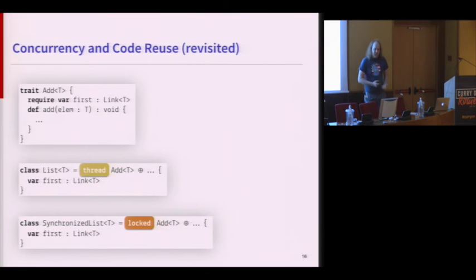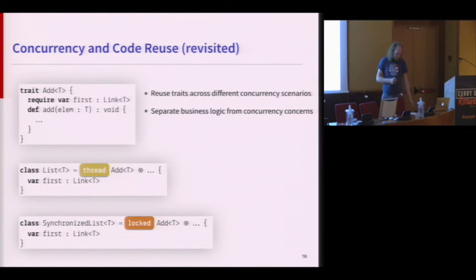So as we've already seen, we can take the same trait and we can reuse it. We can use it in different classes that give different concurrency properties. So we can use the traits for different concurrency scenarios, and this way we can separate the business logic part from the concurrency concerns, which is captured by the modes.